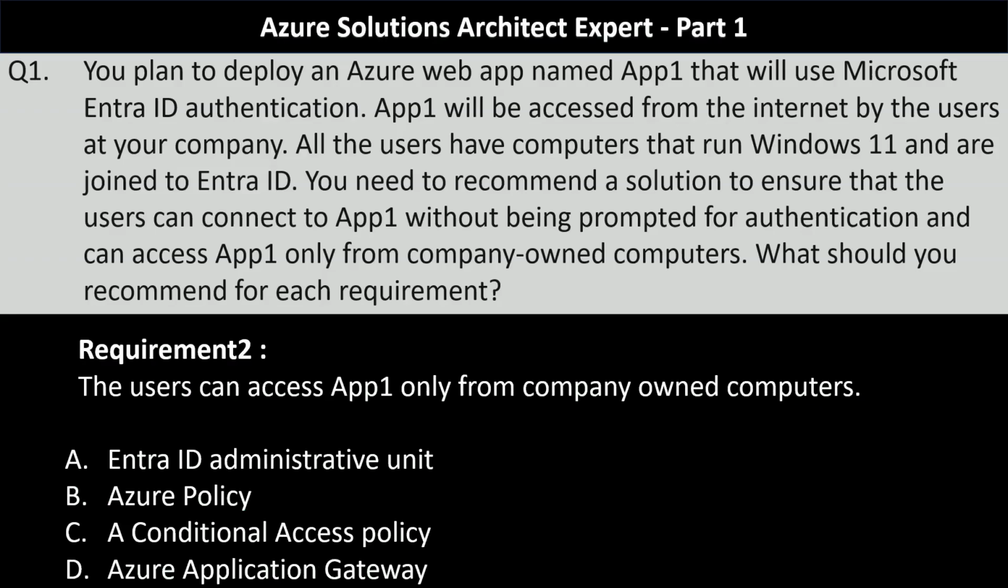Now, the next requirement was that the users can access App1 only from company-owned computers. Your options are Entra ID Administrative Unit, Azure Policy, Conditional Access Policy, or Azure Application Gateway. And folks, to ensure users can access App1 only from company-owned computers, you should implement conditional access policies in Entra ID. This way, you can enforce policies that restrict access to App1 to devices that are marked as compliant or joined to Entra ID.